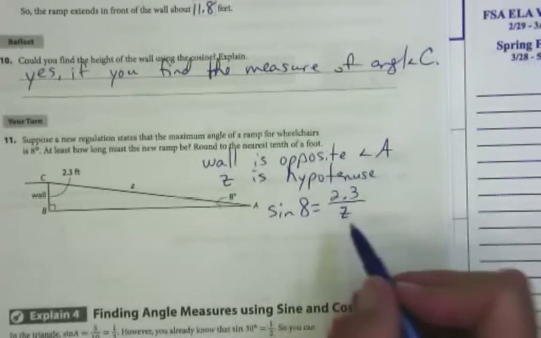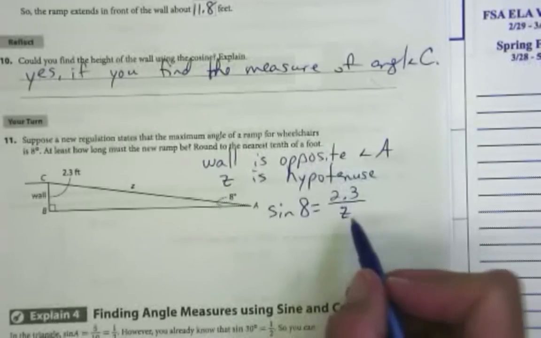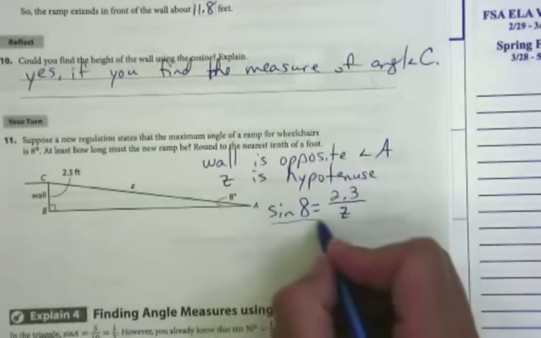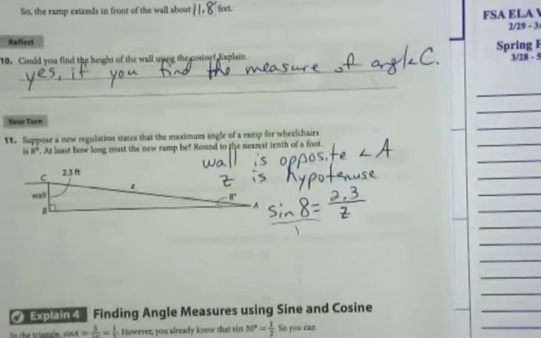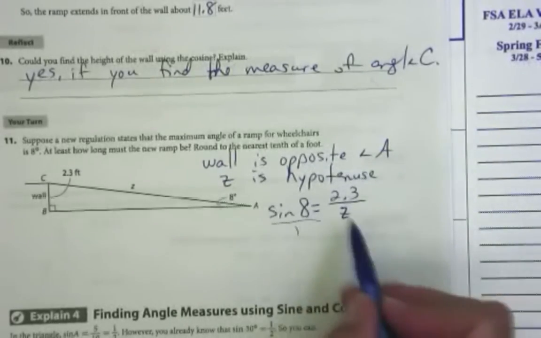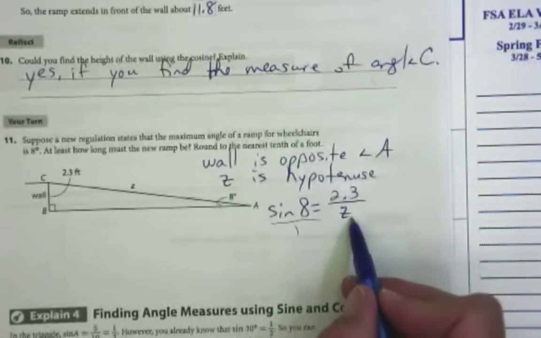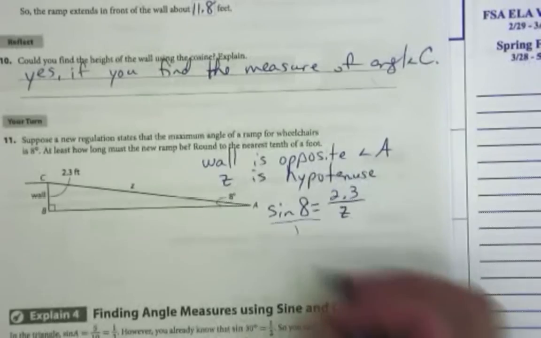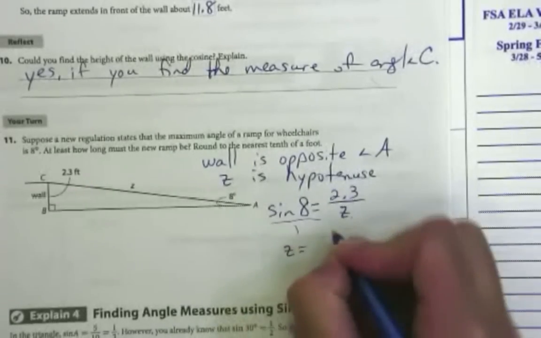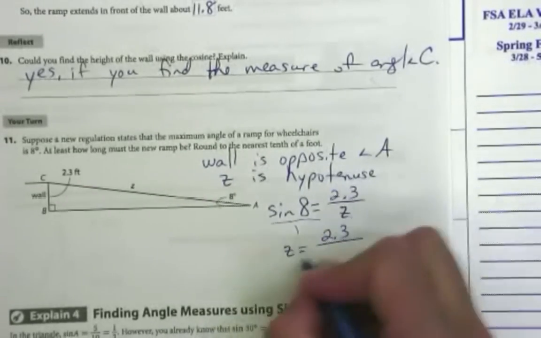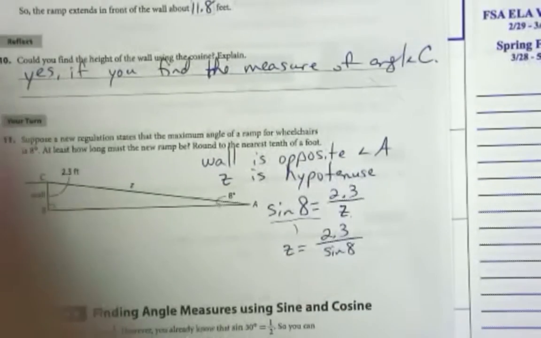Now remember how we looked at this before when the variable was on the bottom. Remember that you're allowed to switch things in a proportion. You're allowed to switch things across the diagonal. The z and the sine of 8 are across a diagonal from each other. So I know that z will equal 2.3 over the sine of 8.